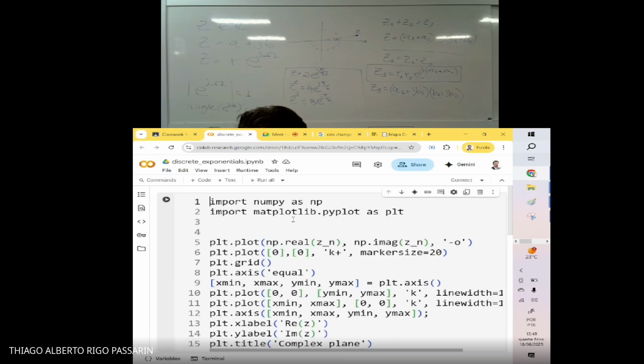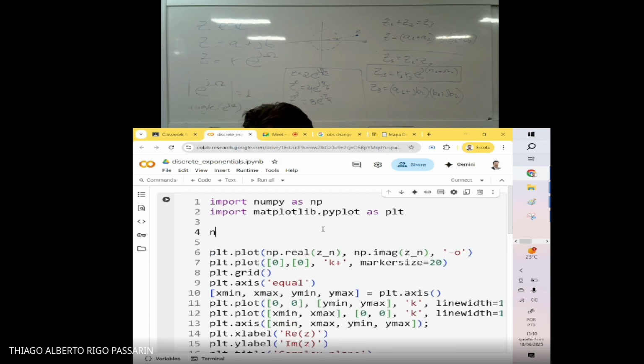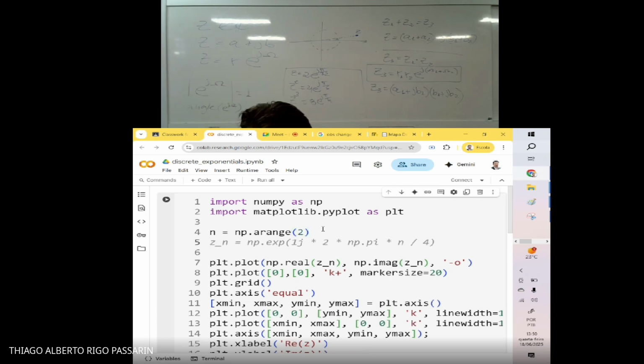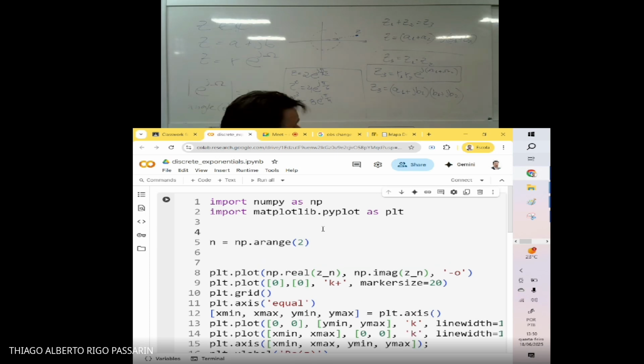Part of the script is ready. We just have to define n. Let's go with n and np.arange, 0 and 1. Let's start with not many numbers. Z, we need a z. Our z is that one.